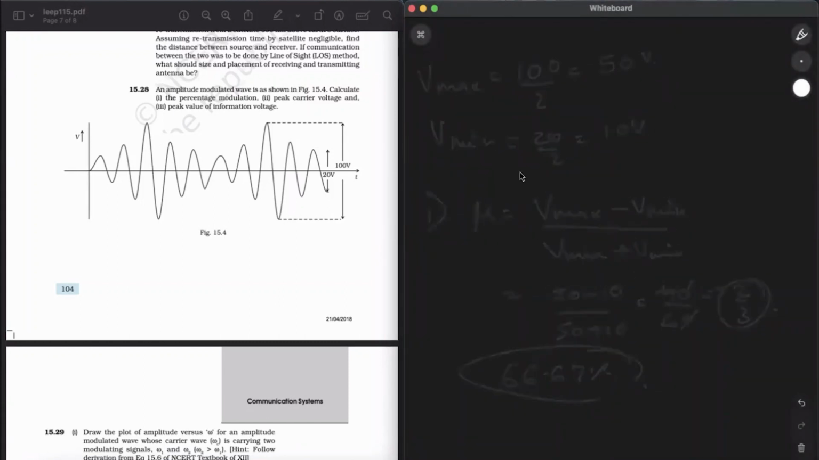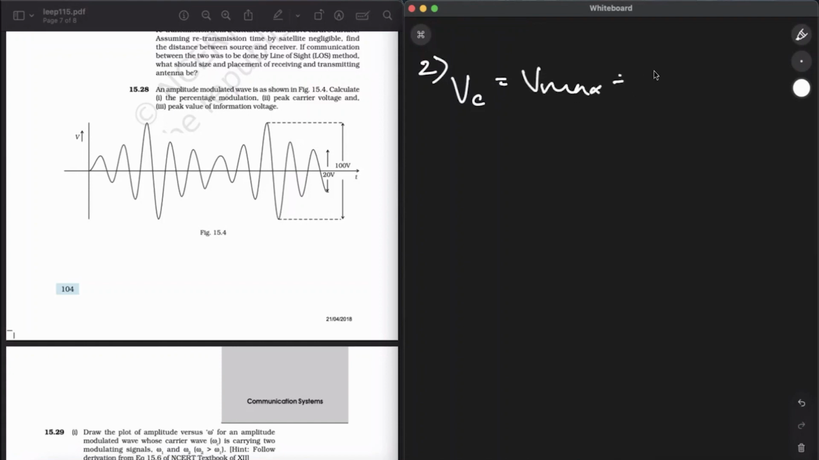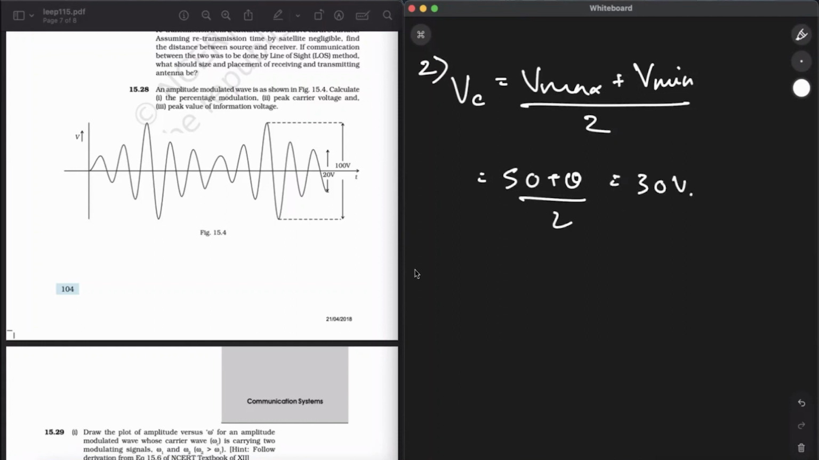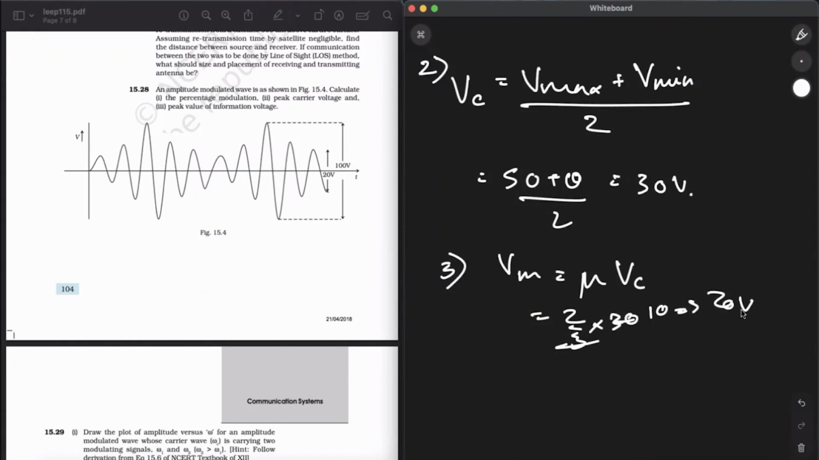And now number 2, that is the peak carrier voltage. Peak carrier voltage Vc will be Vmax plus Vmin divided by 2. So that will be 50 plus 10 by 2, that is equal to 30 volts. Alright, now number three, peak information voltage. Peak information voltage Vm is equal to mu Vc, that is 2 by 3 into 30, which is 2 into 10, that is 20 volts.